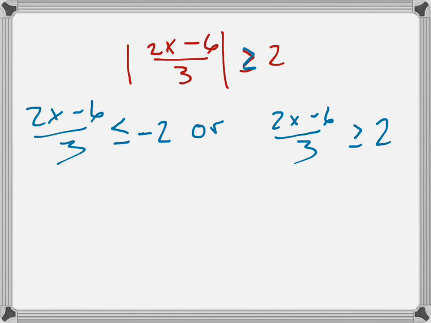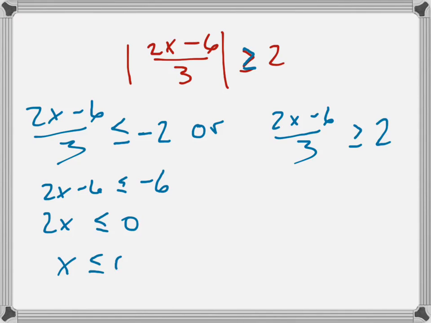And now solve each side. So I'm going to multiply by 3. I don't have to flip the sign because I didn't multiply by a negative. Now I'm going to add 6, and I'm going to divide by 2. So there's one side. Or do the same thing on the other side.